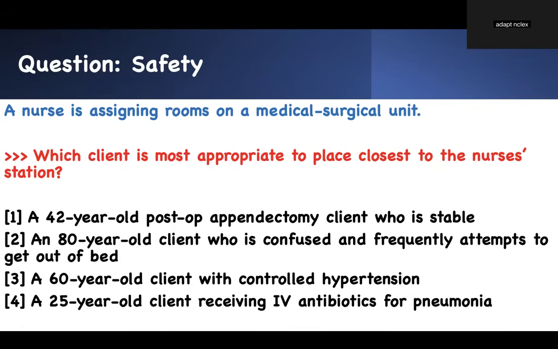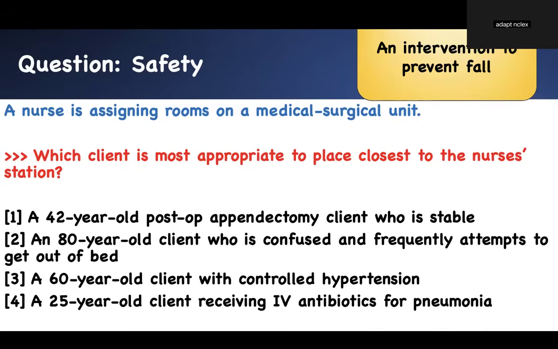nursing station. You have to break the question down in your head. They say, why do I have to place this patient near the nursing station, to prevent what? Fall. Then you connect the dot. If somebody falls, they get into trouble. Who is more likely to fall down? Prioritization. Connect the dot to the NCLEX. And you can see that the intervention is going to prevent the patient from falling. Number two is supposed to be near the nursing station because he's confused. He frequently attempts to get out of bed. He has all the risk factors to fall.